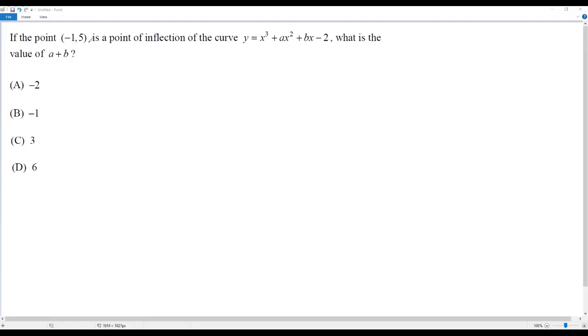Okay, first let's understand what a point of inflection is. For example, let me consider the graph of a particular function. Here we have concave down, here we have concave up. Let's consider a point between them. So let's say there is a point over here. At this point, the curve changes from concave down to concave up.